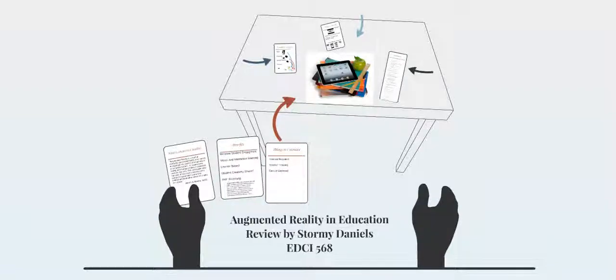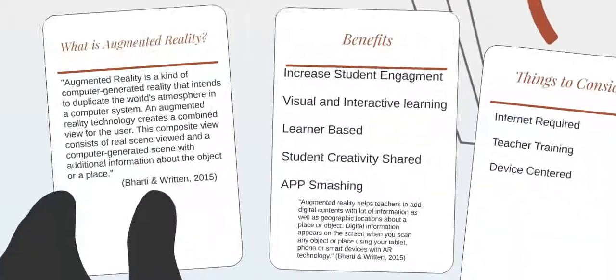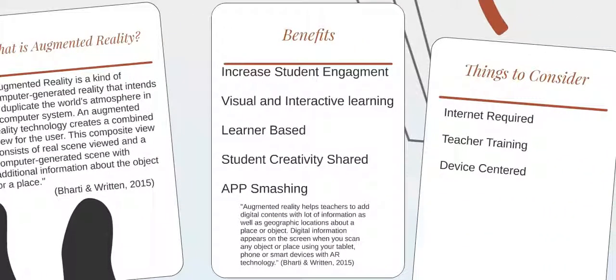As we begin to discuss augmented reality, let's find out what it is. Augmented reality is a kind of computer-generated reality that intends to duplicate the world's atmosphere in a computer system. An augmented reality technology creates a combined view for the user. The composite view consists of a real scene viewed and a computer-generated scene with additional information about the object or place.